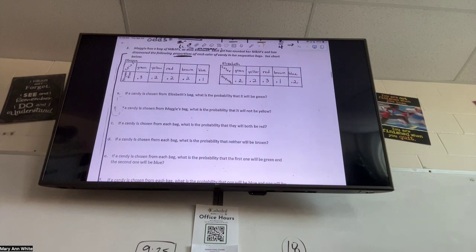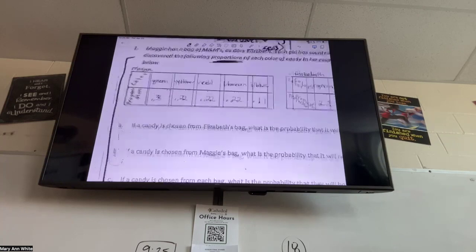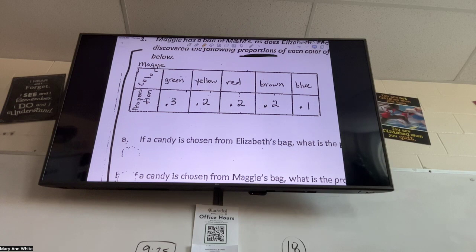Okay. It says Maggie has a bag of M&Ms, as does Elizabeth. Each girl has counted her M&Ms and has discovered the following proportions of each color of candy in her respective bag. See the chart below. So if I look at Maggie's bag right here, Maggie has 0.3 of her M&Ms are green, 0.2 are yellow, 0.2 are red, 0.2 are brown, 0.1 are blue. How much is that all together? It should be 1, right? Or 100%.